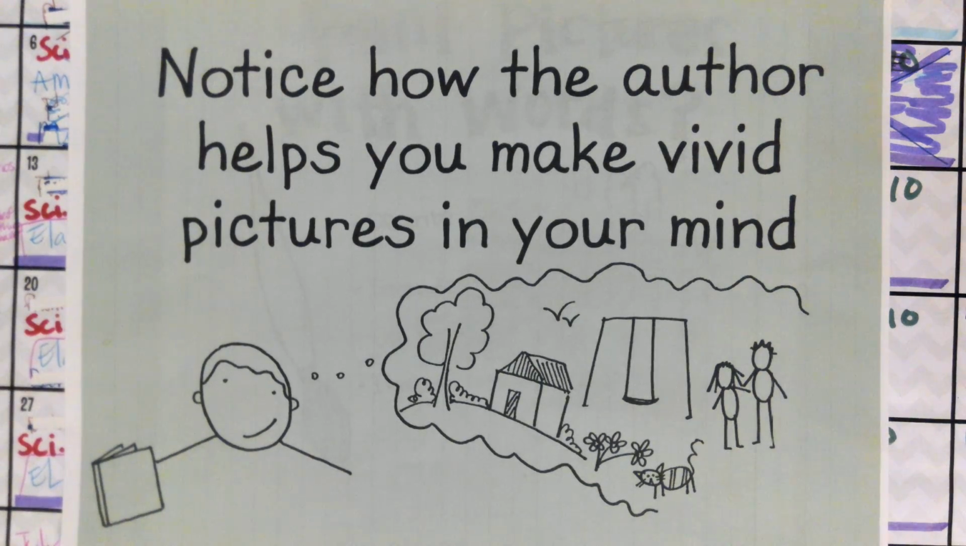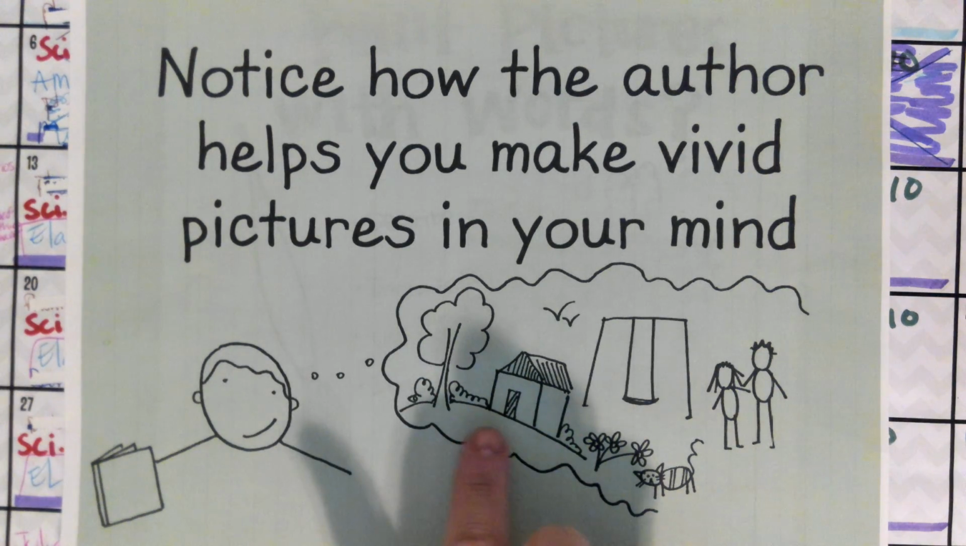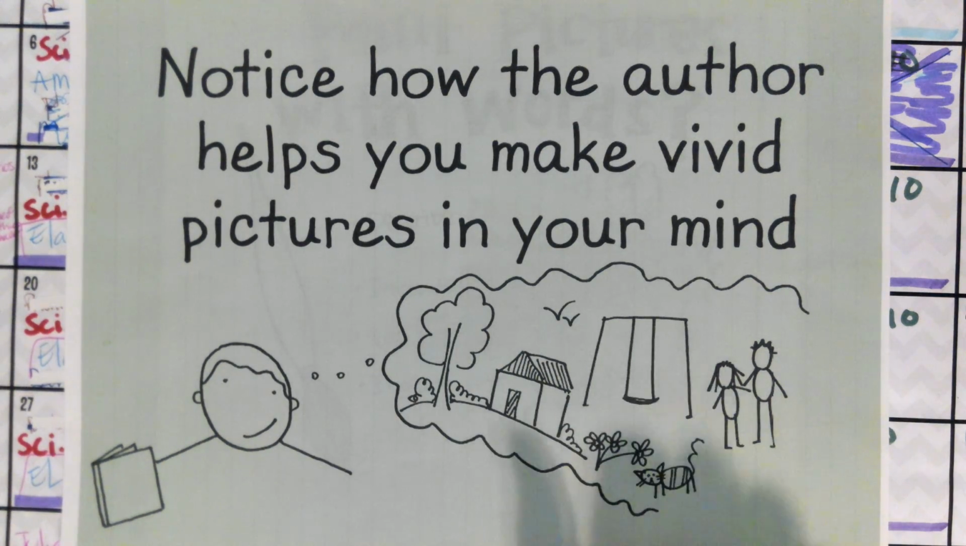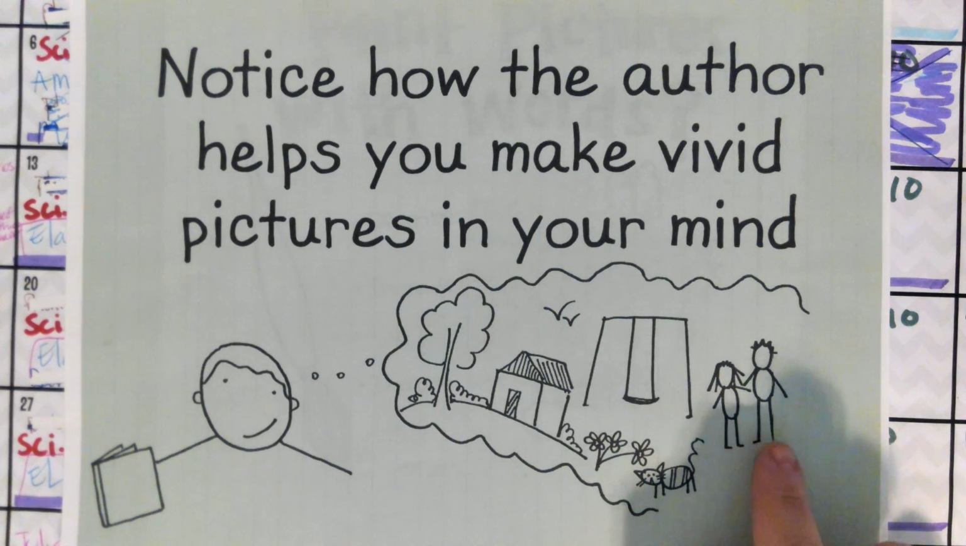This is Miss Holloman, and today I wanted to talk to you guys about how to notice how the author helps you make vivid pictures in your mind. So when you read something, what comes to your mind? What kind of picture do those words make? Okay? So when you think about your story and you read, the girl had a brownie, what picture comes to your mind? Is the girl eating a brownie outside? Is the girl on a swing set eating a brownie? Is the girl eating a brownie with a friend? That's not very much information for us to make a good picture in our minds.